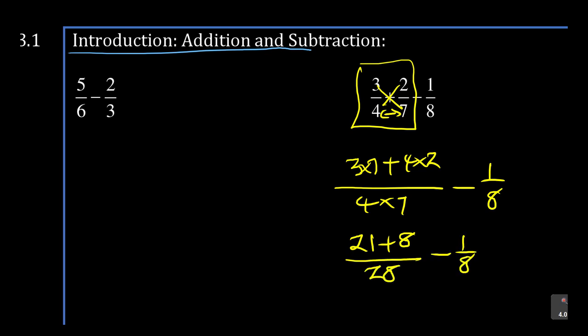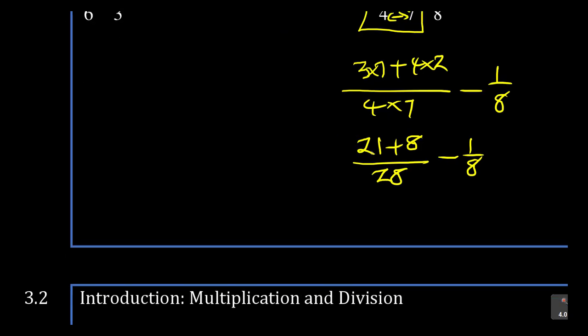The whole drawback of this method is it makes numbers too big. So now I've got 21 plus 8, it will be 29. I think 21 plus 8 is 29 over 28. Now minus 1 over 8, you see? Then from there again, you now do that. Okay, let me use a different one.